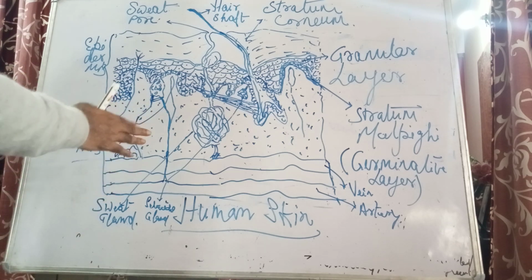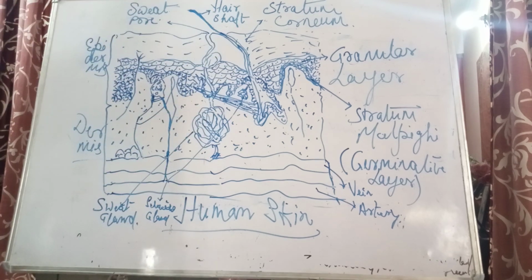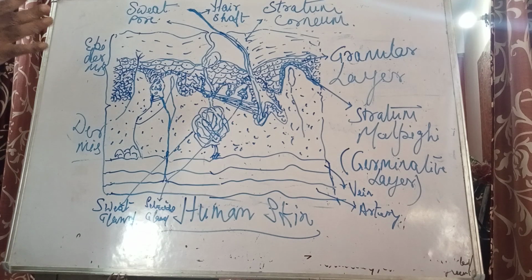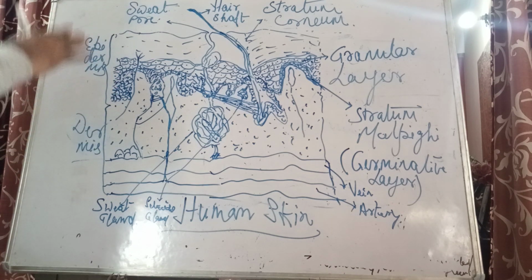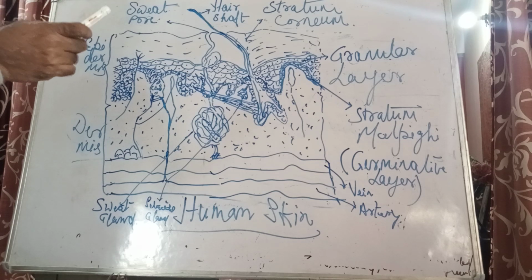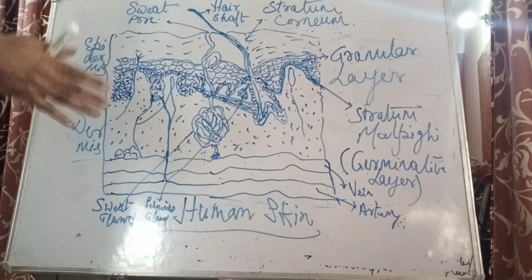So when you see a vertical section of the human skin under a microscope, you will find the structure of the skin somewhat like this. So this skin can be divided into two parts. One is the skin proper and the second one is the derivatives of the skin. So skin proper means again two parts, epidermis and dermis.